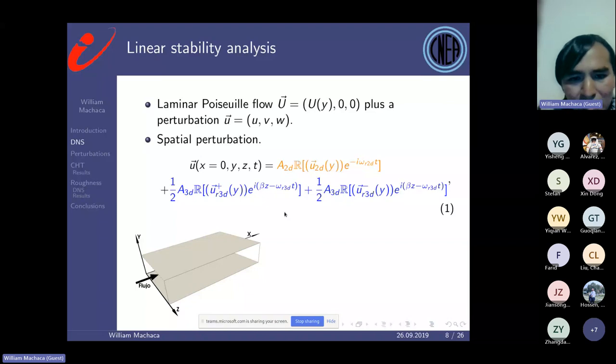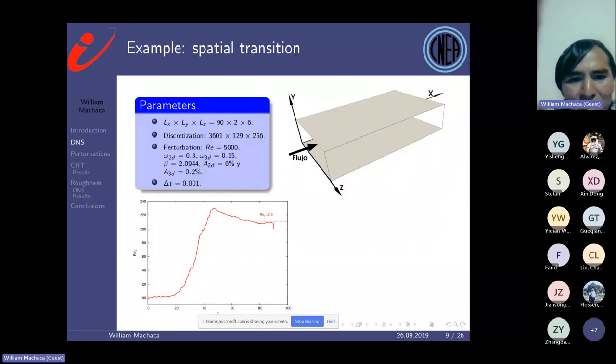Using the simple domain, the Incompact3D code, and the linear stability analysis, we were able to make a numerical simulation of the laminar turbulent transition in this rectangular domain. We perturbed the flow at the entrance of the channel using a perturbation calculated from these fixed perturbation parameters, that is Reynolds number, frequency in two and three dimensions, wave number in the spanwise direction, and the amplitude of two and three dimensions.